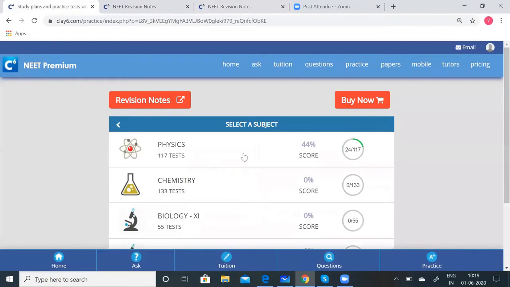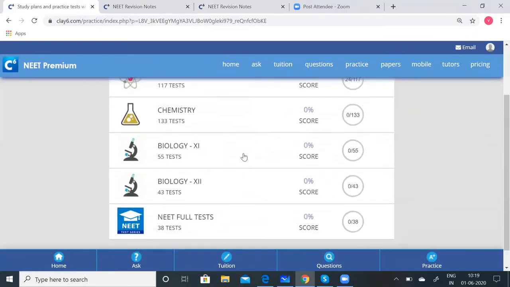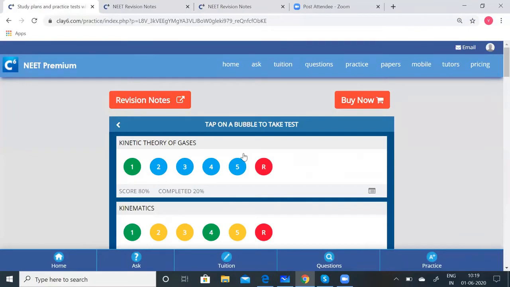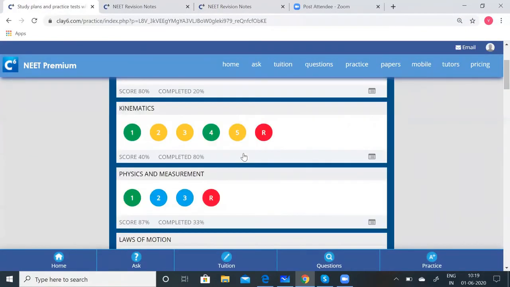Again, we have made tests for all the subjects: physics, chemistry, biology, and the NEET full tests also. So you can take any test any number of times. Once you are thorough with the concepts, you can go to the NEET full tests, where you can take them any number of times until you are happy with the results and your concepts. Now we have done revision tests for all the chapters.